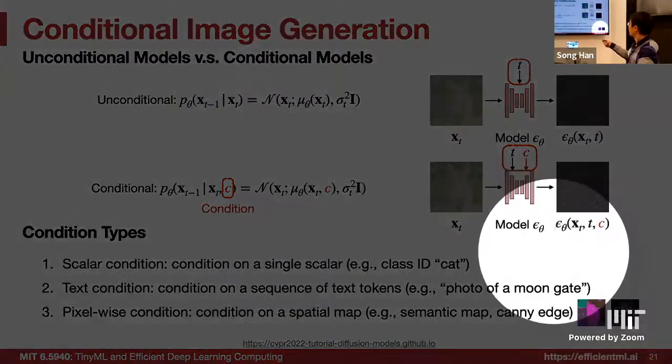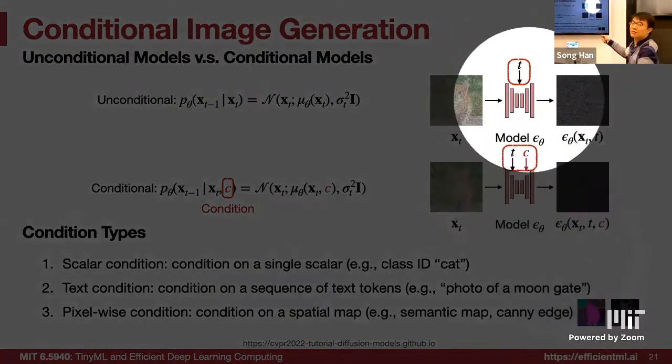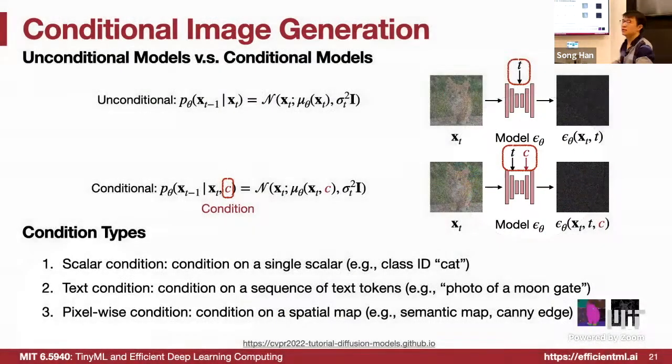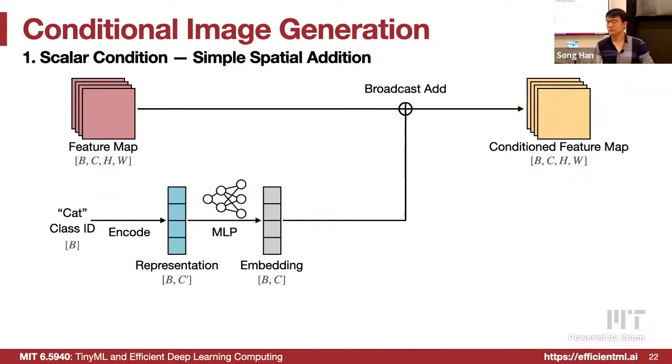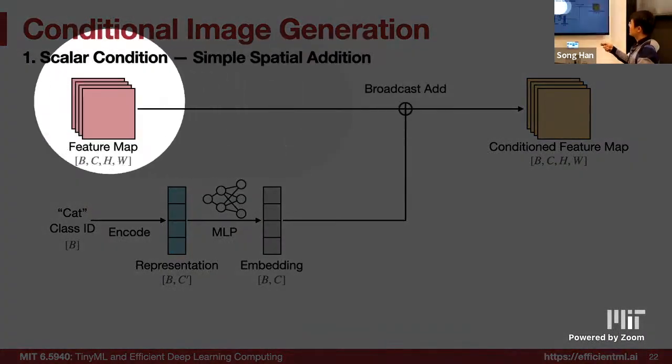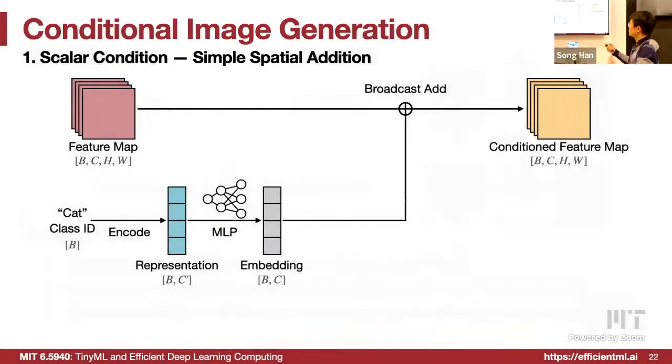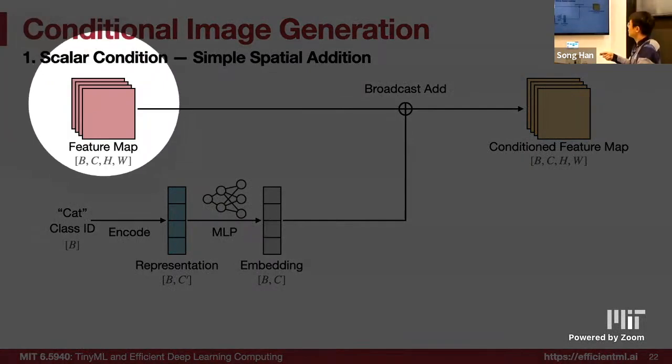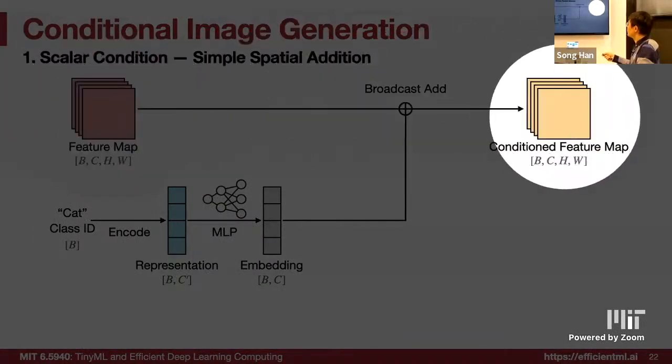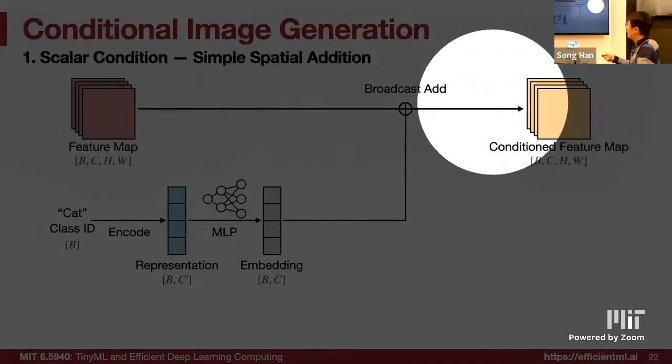Okay? So we not only need to provide a time step, but also add a condition to the model. So let's see, how do we perform conditional image generation using diffusion models? One idea is to use a scalar condition, a very simple spatial addition. This is the original feature map. This is the conditioned feature map. How do we condition that?